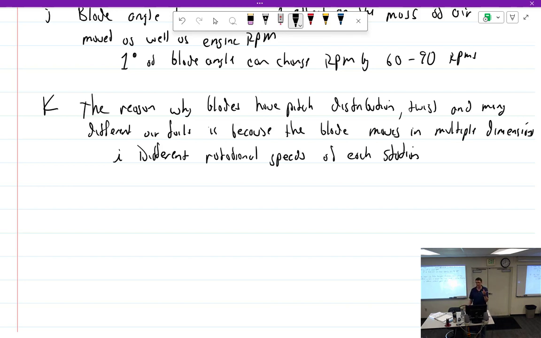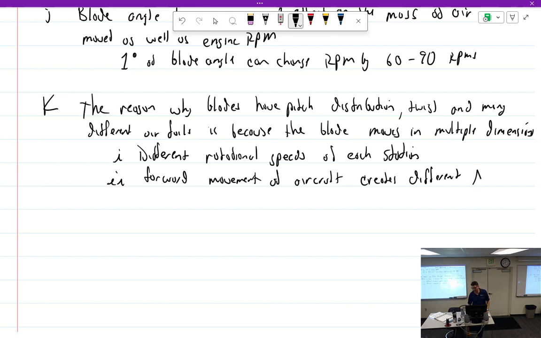All right, so different rotations, got it? But it's the same revolutions per minute. Different rotational speeds. And then forward movement of the aircraft creates different angles. I'm going to show you that. Forward movement of aircraft creates different angles. Oh, angles of attack. I knew something. Angles of attack for each station.